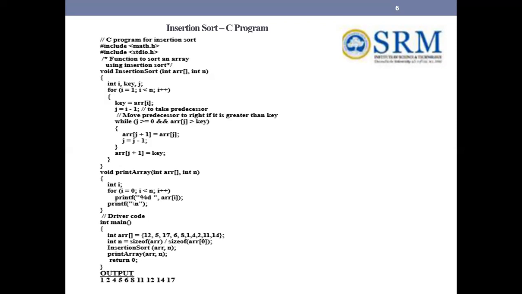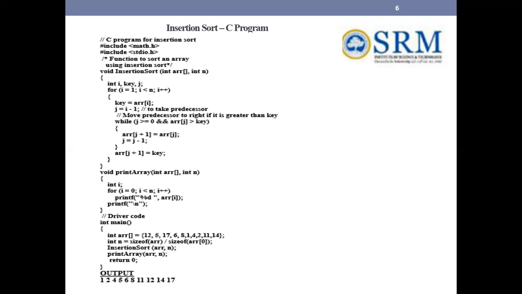Now the insertion sort is an in-place sorting. All the operations are performed in the array arr. After insertion, in the main function, we are calling print array, passing array comma n. In the print function, we print values from 0 to n minus 1.